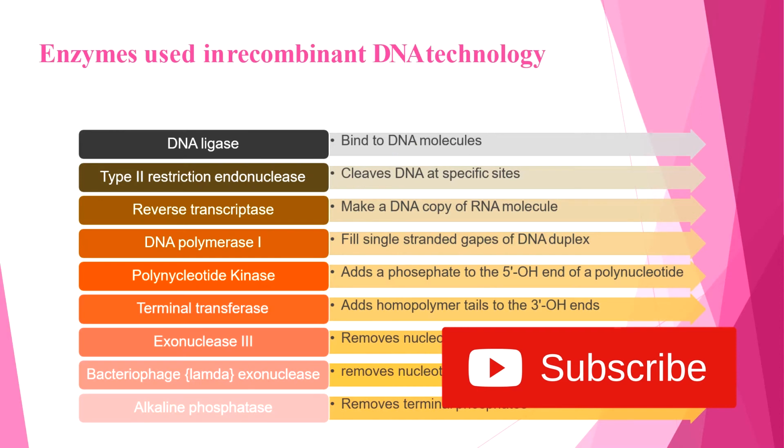So what are the major enzymes used in recombinant DNA technology? Of course, the first one is DNA ligase. I told you it is the molecular glue, which is used to paste the foreign DNA into the vectors, I mean the plasmids or something like that. It is used to bind the DNA molecules.